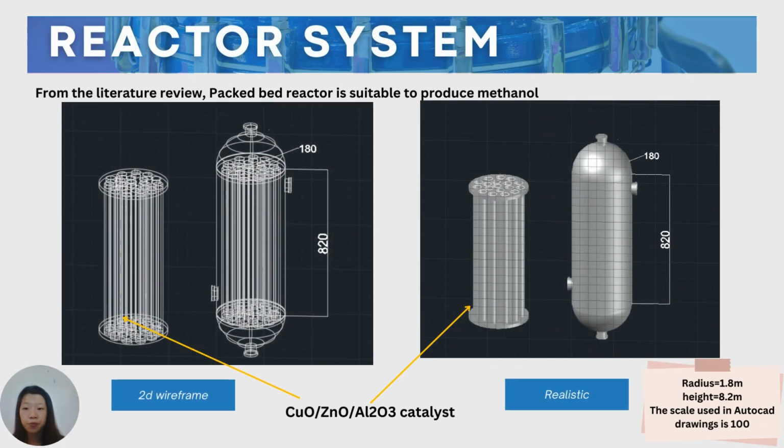Based on the literature review, a catalyst is required in order to produce methanol. Thus, a packed bed reactor is suitable to produce methanol. This is the AutoCAD drawing of the packed bed reactor using 2D wireframe and realistic views. By the calculation from MATLAB, the radius is equal to 1.8 meters and the height is equal to 8.2 meters. The scale used in the AutoCAD drawing is 100.